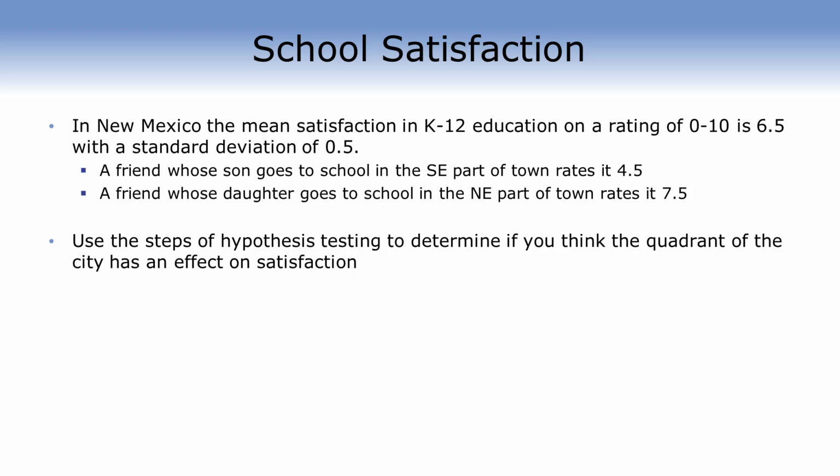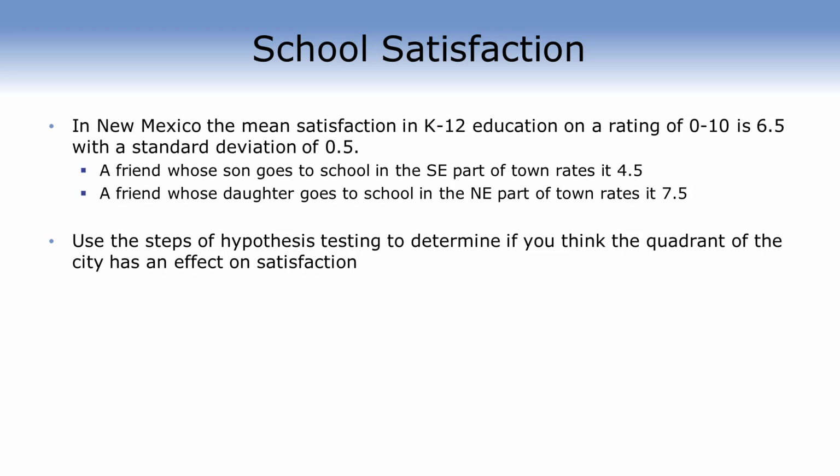Imagine we have a mean satisfaction score that has been done throughout the state of New Mexico for K through 12 education. Values from 0 to 10, with 0 being the lowest, 10 being the highest. Generally, the mean is 6.5 with a standard deviation of 0.5.